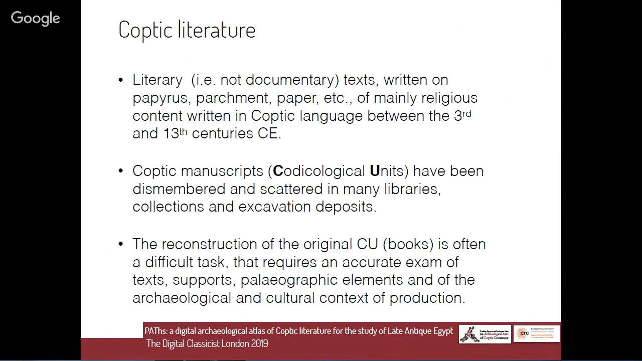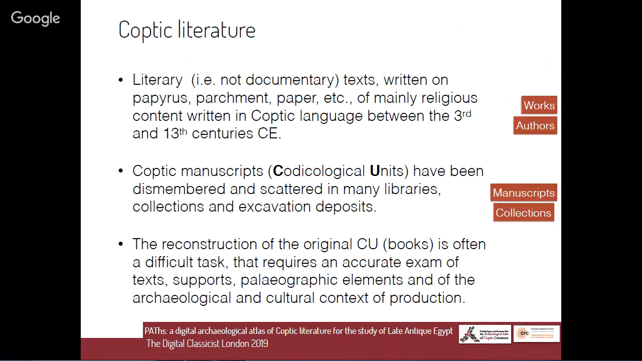The manuscripts which held these texts, we call these codicological units, have been in most cases dismembered and scattered in many libraries and collections, and also excavation deposits nowadays. So they have been through a long market history also, and have been scattered all over Europe and America also. The reconstruction of the original books, the codicological units, is so often very difficult, and requires an accurate exam of text, but also supports, palaeographic elements, and also the archaeological and cultural context of production.